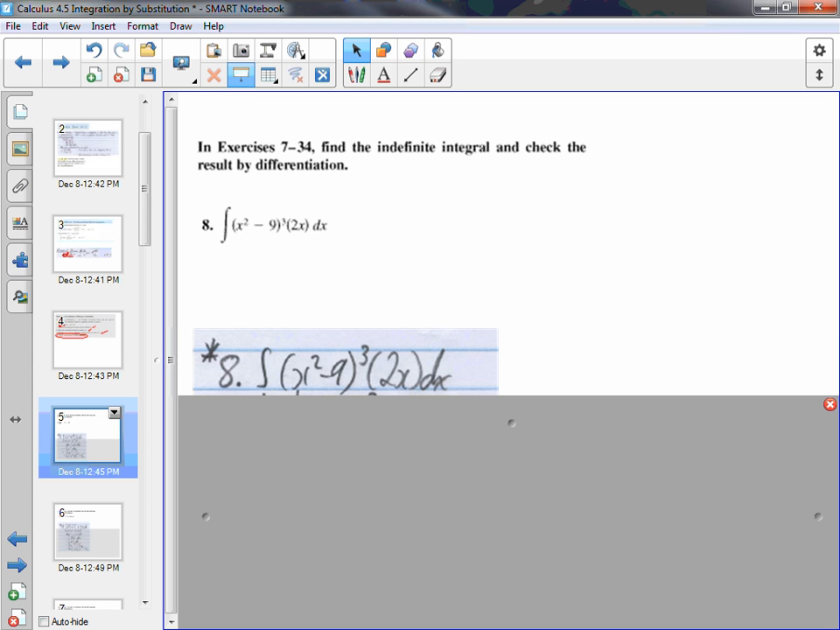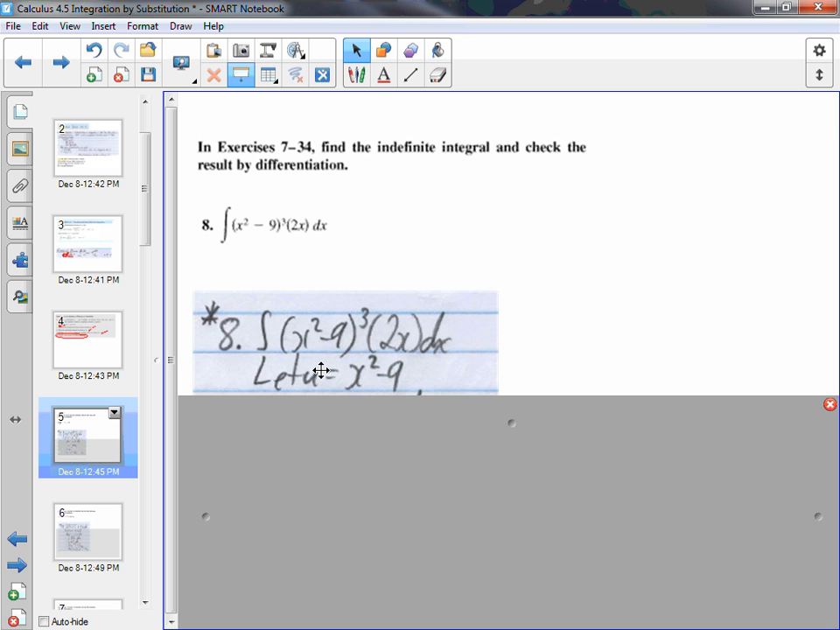Now, according to our guidelines, we will quite often choose a u that is a quantity with an exponent on it. So I see a quantity that has an exponent on it. What quantity has an exponent on it? The x squared minus 9. Now, it is quantity cubed, but it's the quantity that we need to focus on. So, let u equal x squared minus 9.